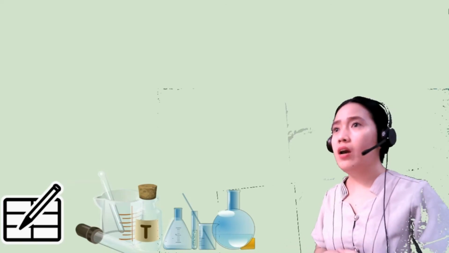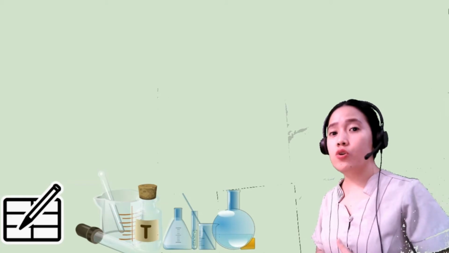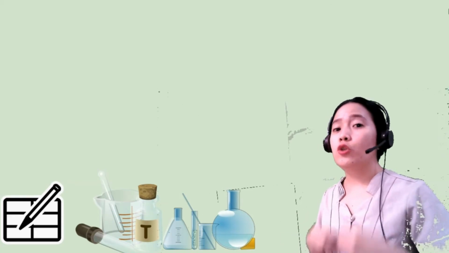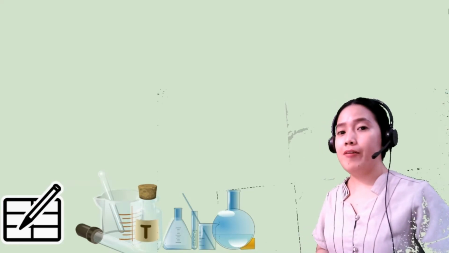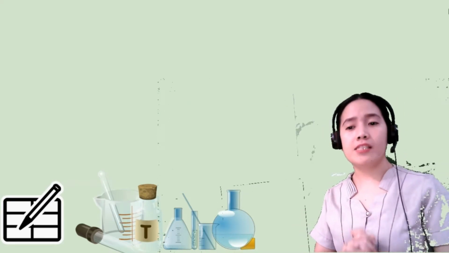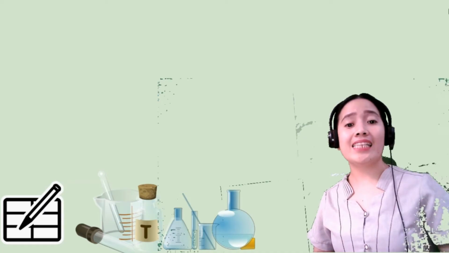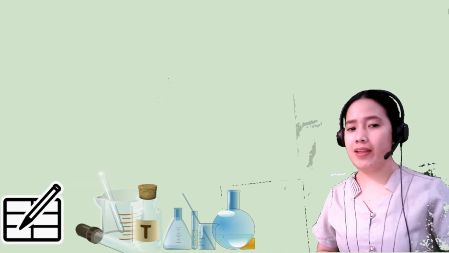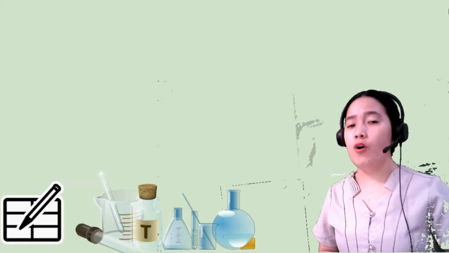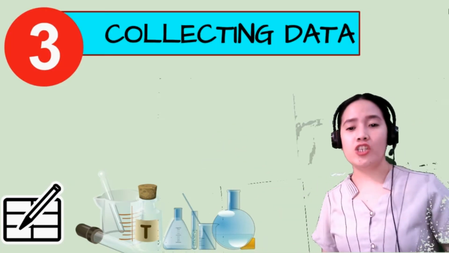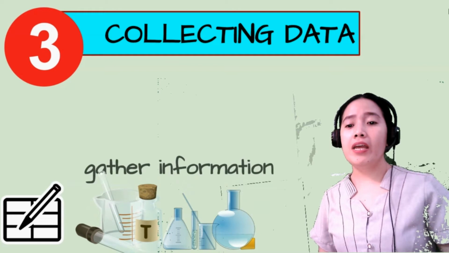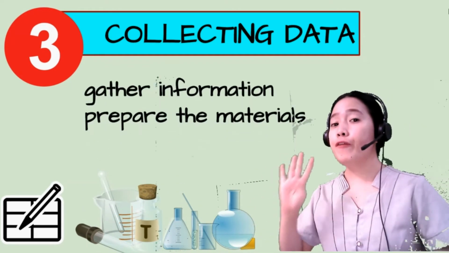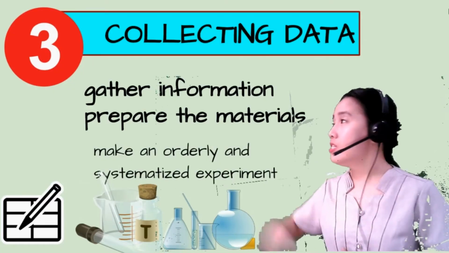So how do we prove if the hypothesis is correct or wrong? That's correct. It is to perform an experiment. But before we perform an experiment, we have to collect data and prepare the materials we will be needing in our experiment. And that is our third step, which is the data collection. It will enable you to make an orderly and systematized experiment.